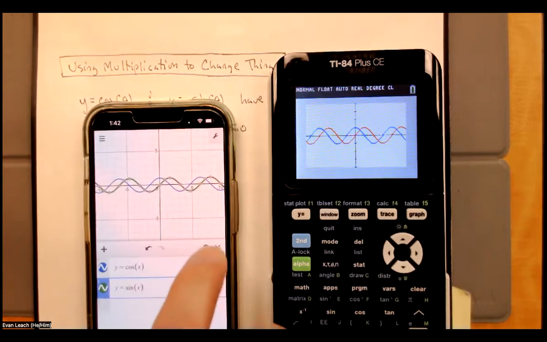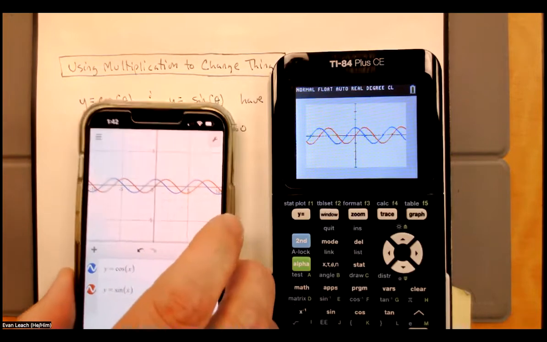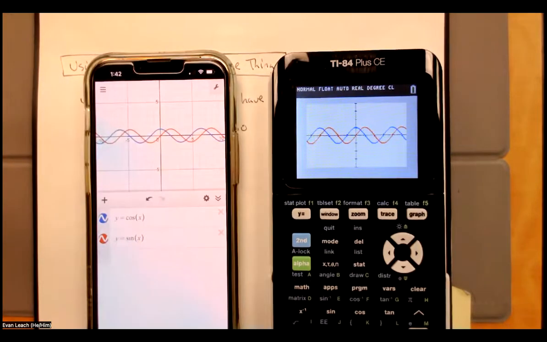Oops, cosine is blue, but sine should be red, apparently. There we go. So if you don't happen to have your TI-84 with colors, you can use a better graphing calculator, which would be Desmos, either the app or the website.